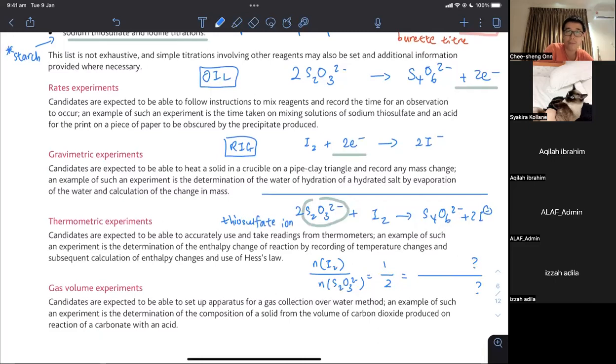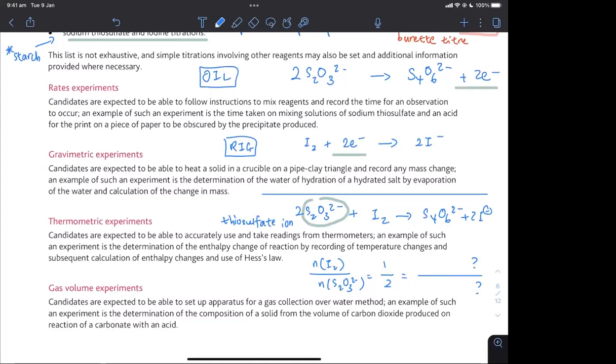Shakira, are you there? Hello, Shakira, are you there? Hi, sir. Have you heard of thiosulfate ion before? No. Okay. All right, never mind. Akila, have you heard of thiosulfate ion before? Akila, have you heard of thiosulfate? Okay. Rahiman, have you heard of thiosulfate before? Yes. And Iza, have you heard of thiosulfate before? Iza, are you there? Okay.